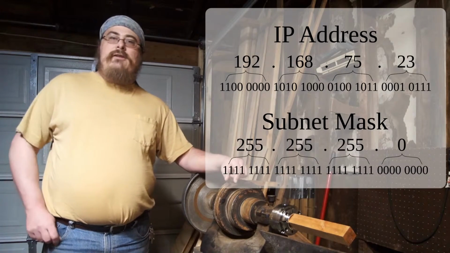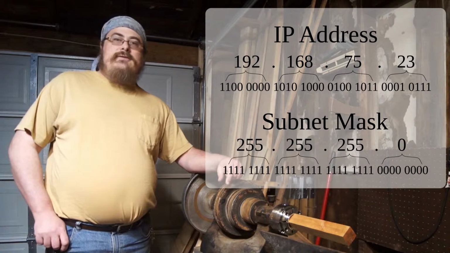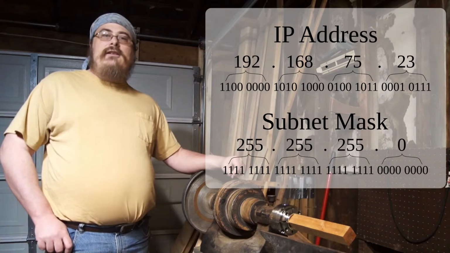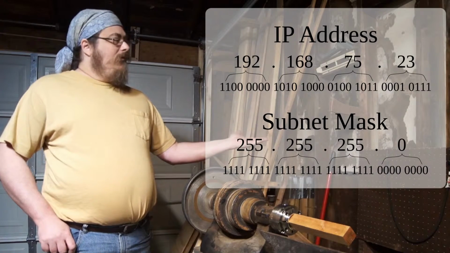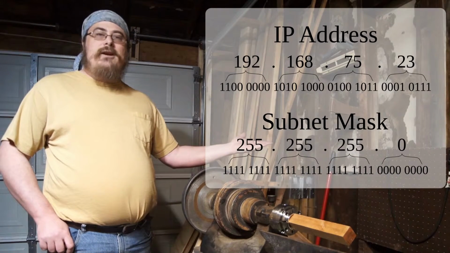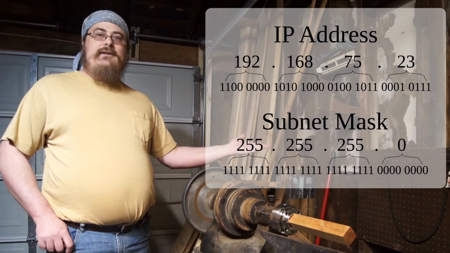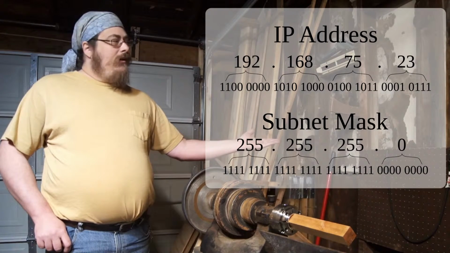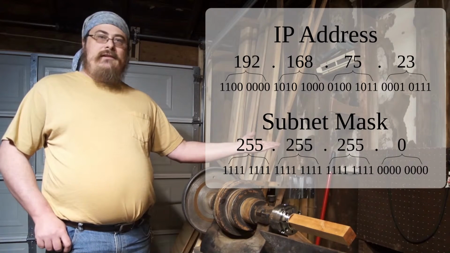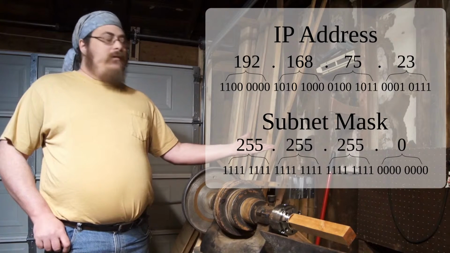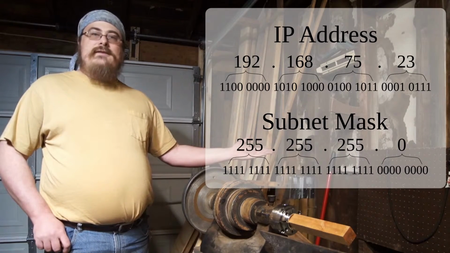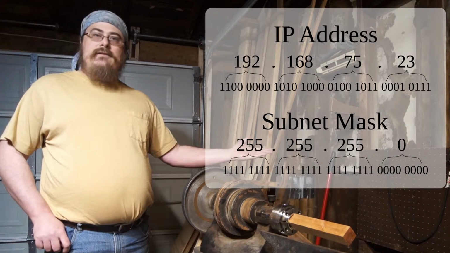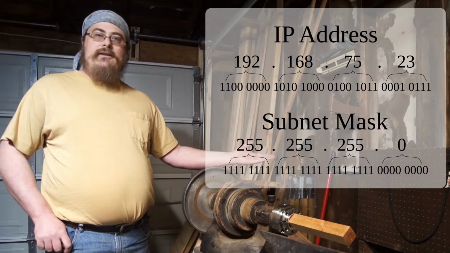For a small home network, you generally use 255.255.255.0, or this number here, represented in binary. As you can see, all the 1s are all together, and all the 0s are all together. A router can look at this and tell which part is the network and which part is the host, and know how to deal with the packet accordingly.